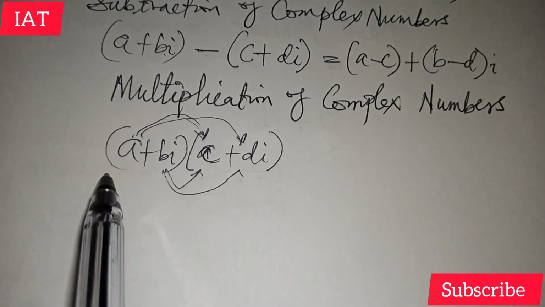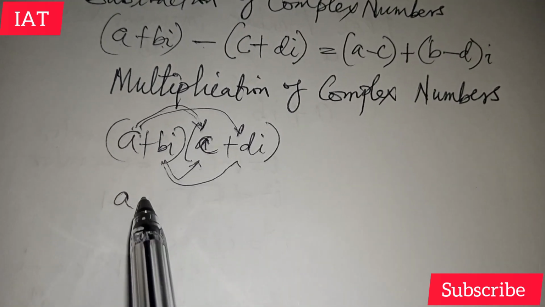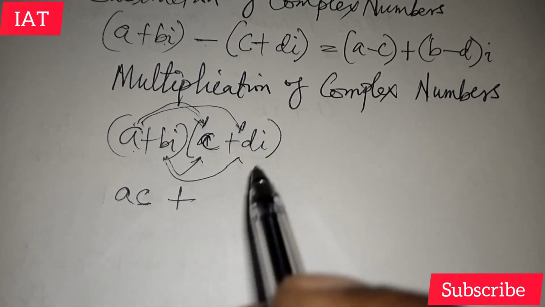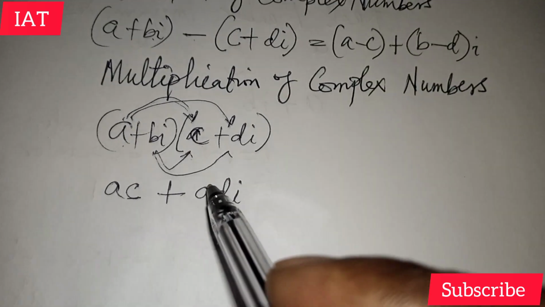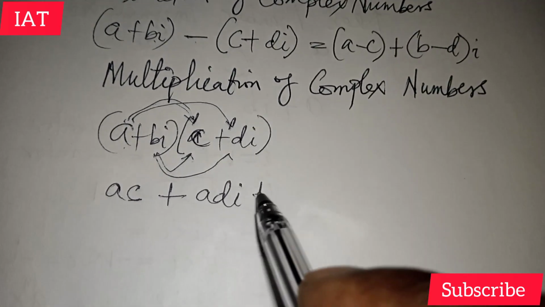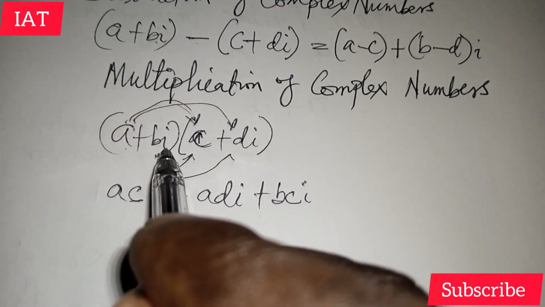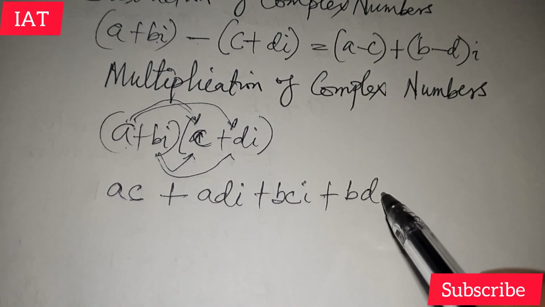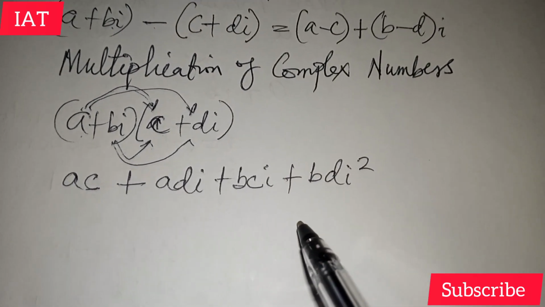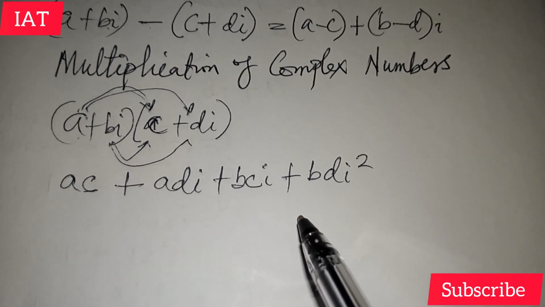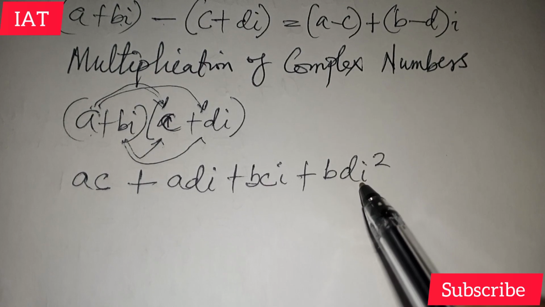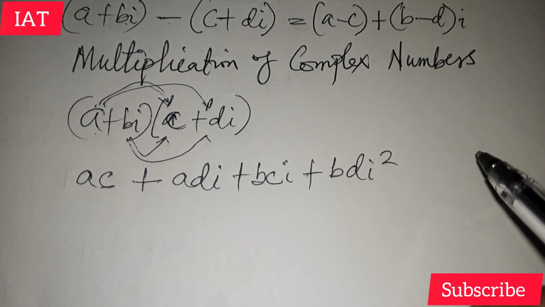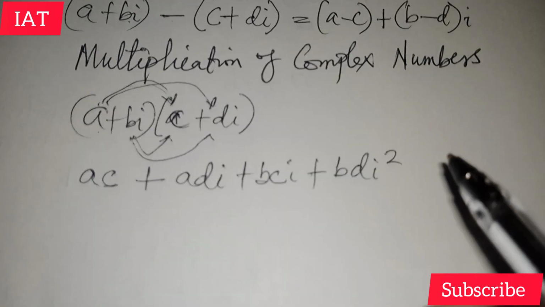Let's do that quickly. a multiplies by c gives us ac, and then this will add up to a multiplies by di, which gives us adi. Again, bi multiplies by c will give us bci, and bi multiplies by di will give us bdi squared. So what's the next thing we need to do at this point? We observe that we're having i squared here, and we've discussed earlier what i squared stands for. If i is the square root of minus 1, then i squared should be minus 1.